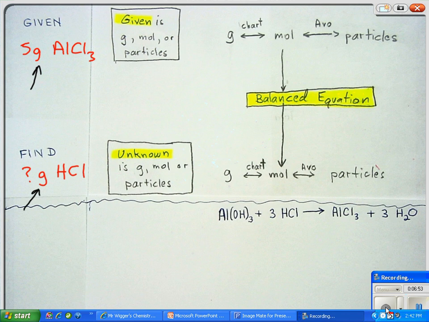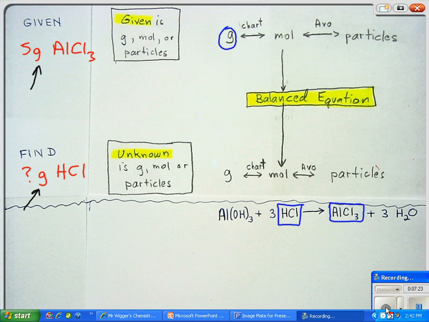So let's go ahead and figure out where we're going to go, and let's also circle our given and find. Aluminum chloride is here with no coefficient, and the hydrochloric acid is over here with a coefficient of 3. And so our mole ratio is going to be 3 to 1 hydrochloric acid to aluminum chloride. And now we need to go up and see where we are starting on the chart.